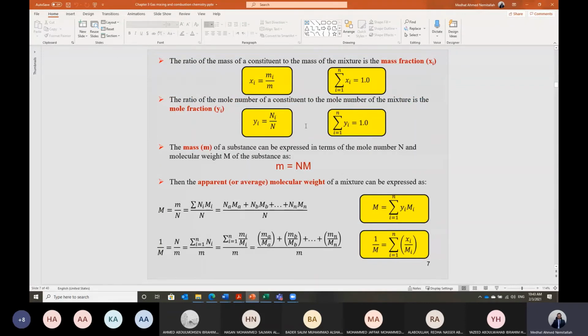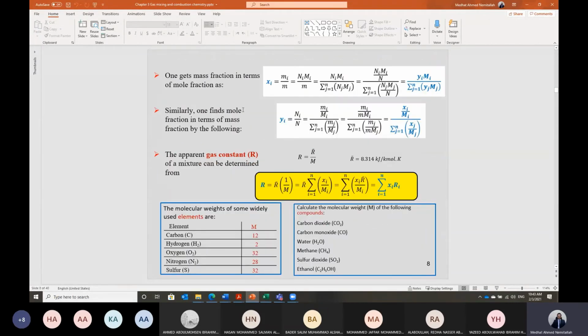How to calculate the mass fraction and the mole fraction, and the molecular weight of the mixture, and 1 over the molecular weight, based on that we can calculate. Also, we can convert from the mole fraction to mass fraction, this is the relation, and here is the reverse, from mass fraction to mole fraction. The gas constant R equals R bar over M, and it equals the summation of mass fraction multiplied by the gas constant for each component.